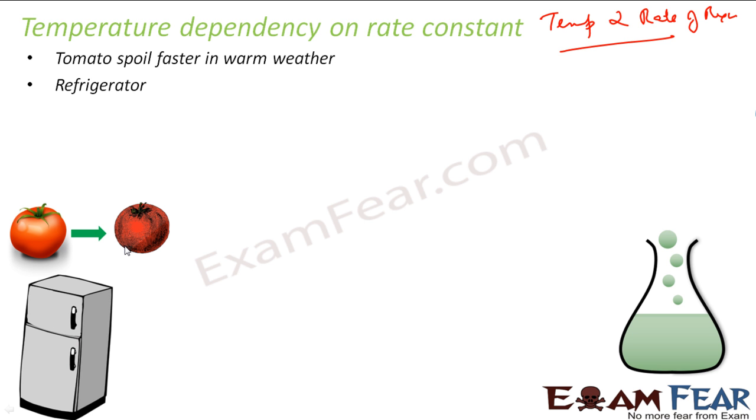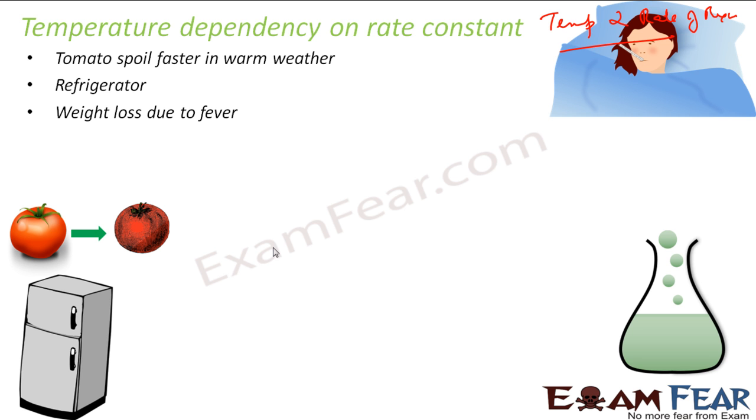That's why the refrigerator has been created, because in a refrigerator the temperature is low. So the fruits and vegetables in the refrigerator don't spoil faster. The reaction rate inside the products which we keep in the refrigerator is slower, right? Because the temperature is low. Also we have discussed that we lose a lot of weight during fever because the body temperature is more, the reaction rate is more, and we lose fats. So we have seen this in our day-to-day life, right? The temperature has a huge dependency on rate constant. And most of the chemical reactions you see are accelerated by increasing temperature.